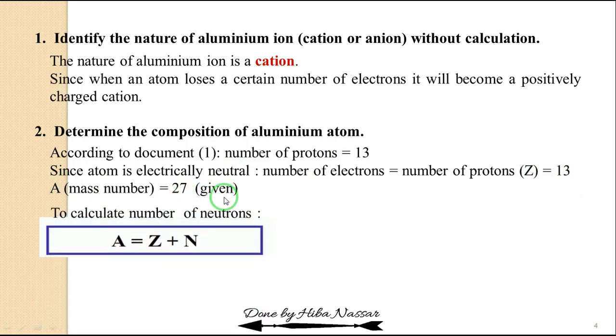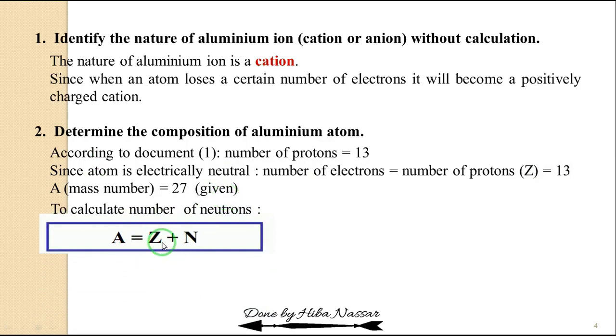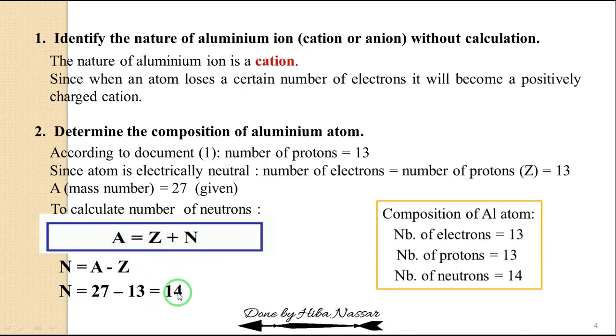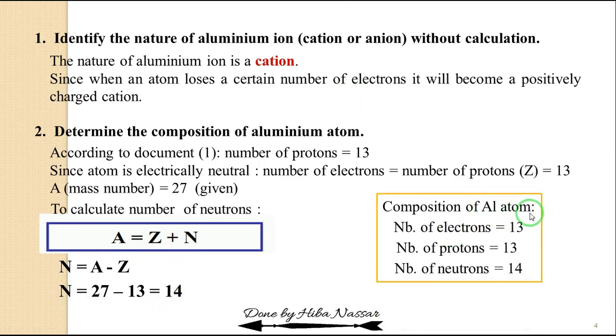So we can now calculate the number of neutrons, which is capital letter N, using the following relation. A equal Z, which is the atomic number, plus capital N, which is the number of neutrons. So N equal A minus Z, number of neutrons will be equal to 14. So the composition of aluminium atom, it contains 13 electrons, 13 protons, and 14 neutrons.